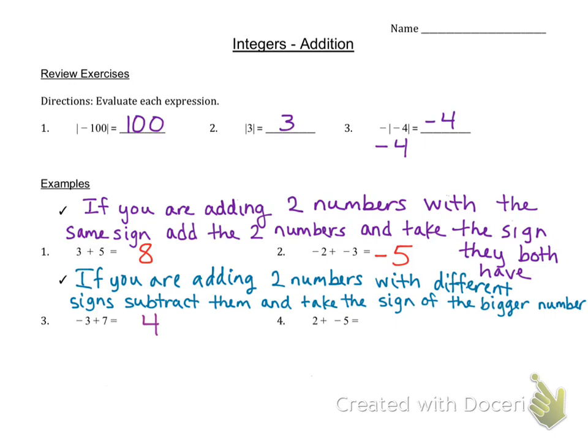Number 4, 2 plus a negative 5. So I'm adding two numbers together. One's positive, one's negative. So I'm going to subtract the 2. 5 minus 2 is 3. Which number is bigger, 2 or 5? Well, 5 is bigger, and since that number is negative, my answer is going to be negative.